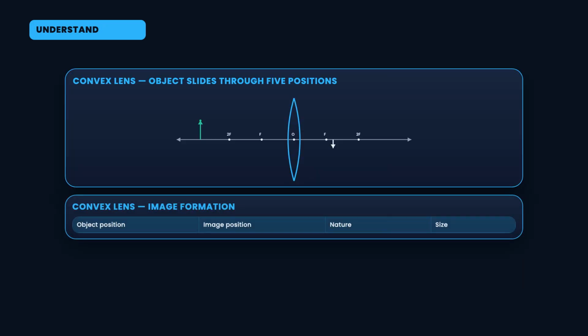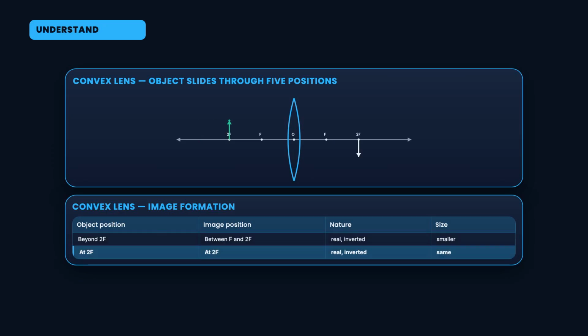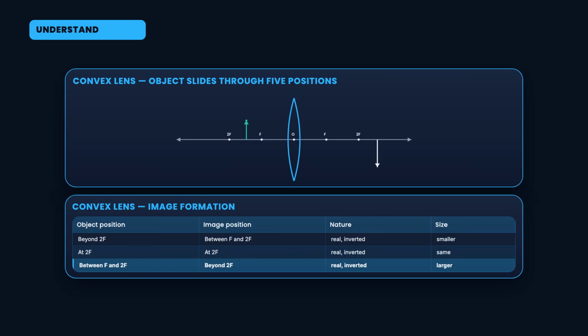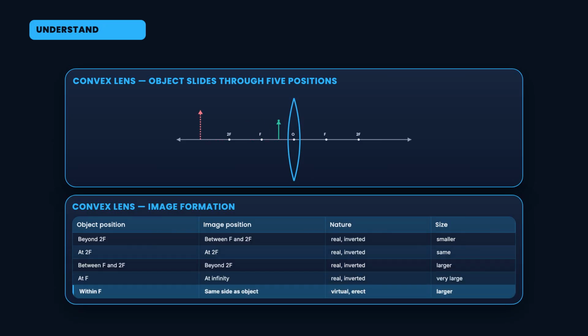For a convex lens, object beyond 2F gives a small, real, inverted image between F and 2F. At 2F, same size at 2F. Between F and 2F, a large, real image beyond 2F. At F, the image is at infinity, and within F, a virtual, erect, magnified image on the same side, the magnifying glass.